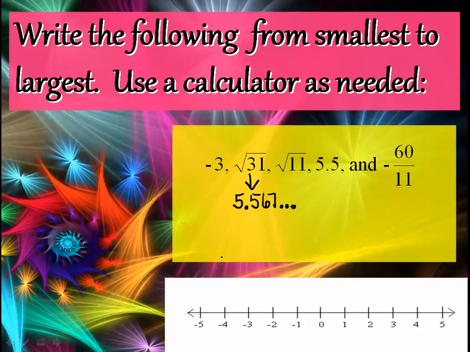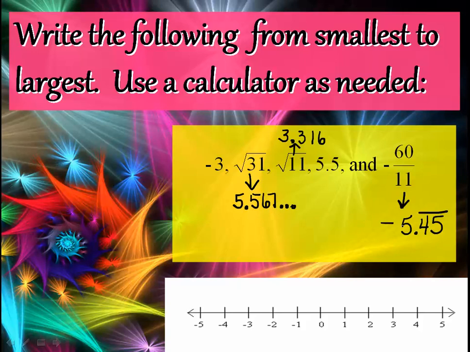Then I'm going to find the square root of 11. The square root of 11 is 3.316, and it keeps going. Then I have 5.5. For my fraction, I can divide 60 divided by 11, and that gives me 5.45 repeating, but it's negative. So it's negative 5.45 repeating.